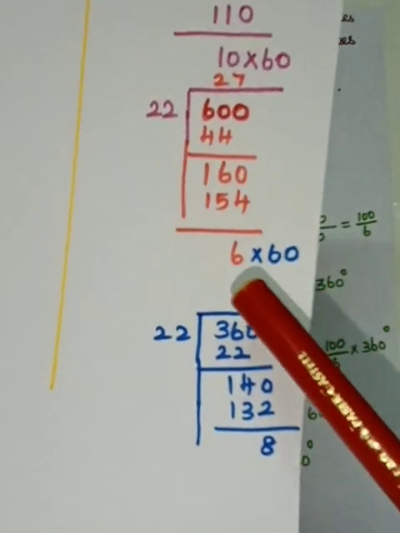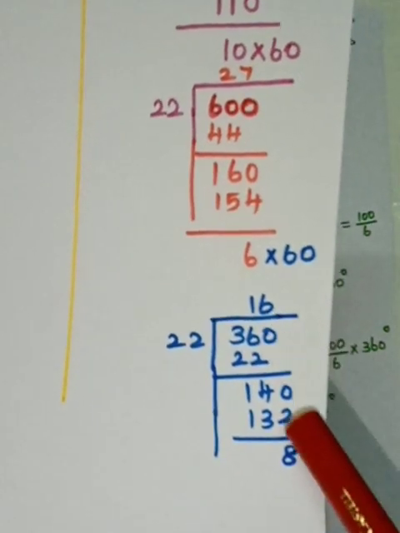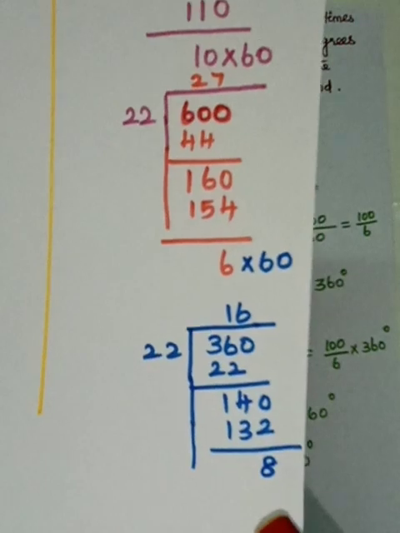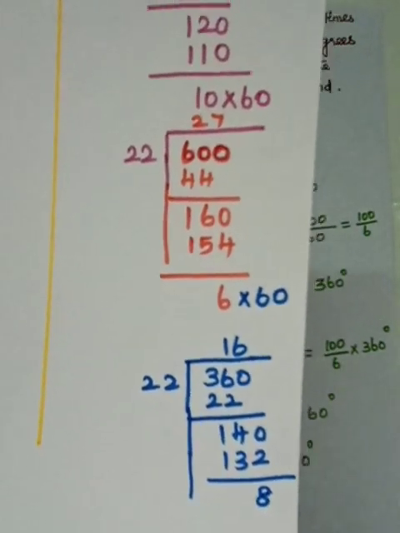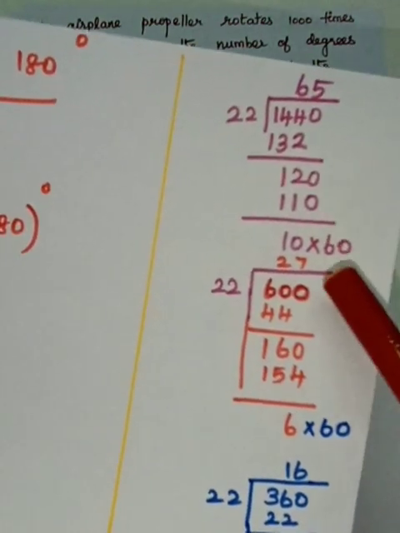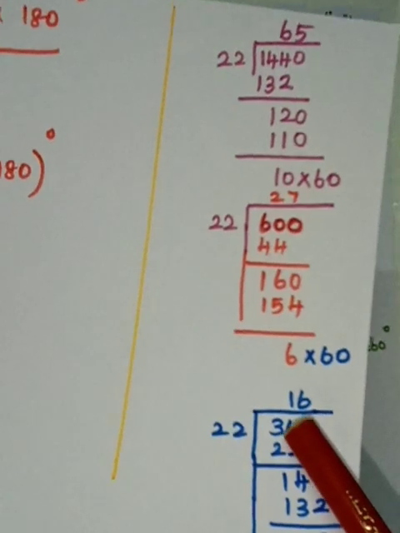When it is divided, 22 into 1 is 22. The remaining is 14 and drop this 0, 140. 6 22s are 132. So the remainder is 80. You just leave that. So you see that first this is 65 degree. Here it is 27 minutes and 16 seconds.